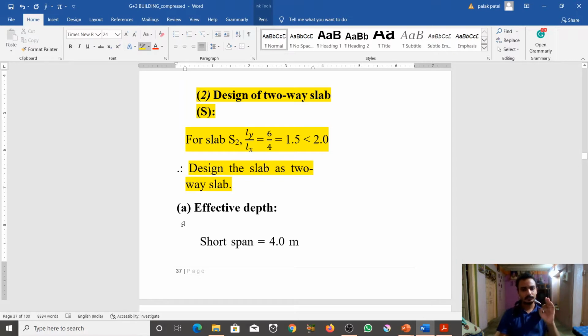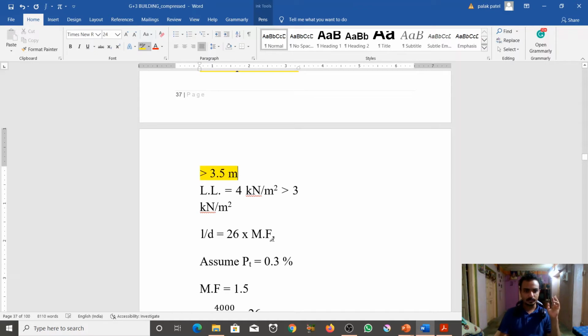The first thing we have to find out is effective depth and effective span. When we design a slab, all the time you need to find out effective depth and effective span. So first, effective depth. 6 is the longer span and 4 is the shorter span. So the short span is 4 meter, which is greater than 3.5 meter, and the live load is 4, which is greater than 3.